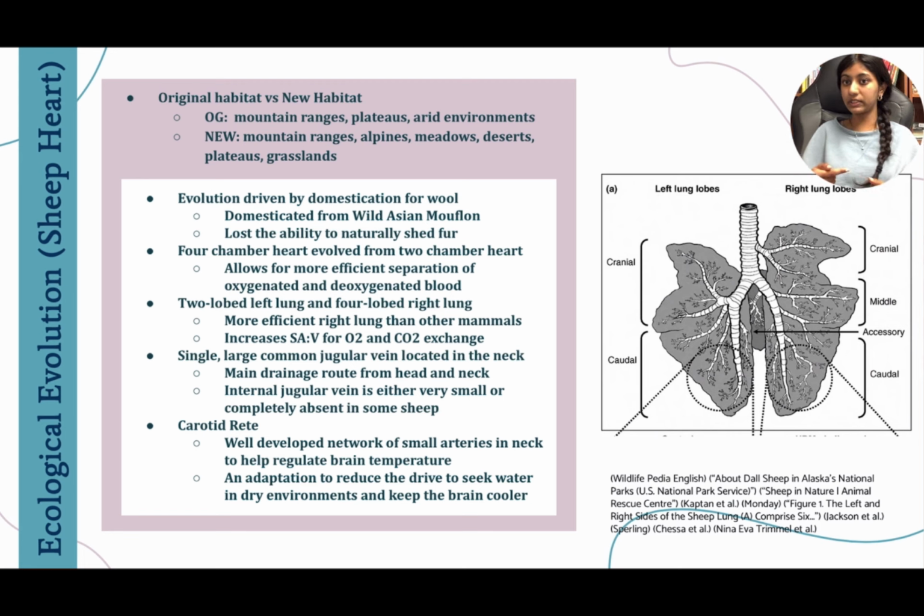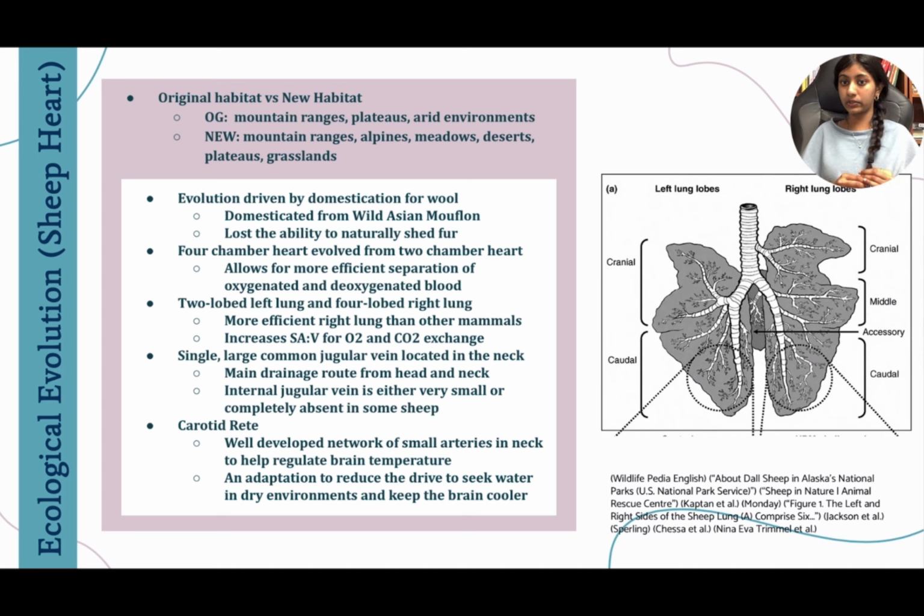The greater surface area to volume ratio can further help oxygen and CO2 exchange. They also have a single large common jugular vein, which is located in their neck. It's the main drainage route from the head and the neck. So this internal jugular vein is either extremely small or completely absent in certain sheeps.